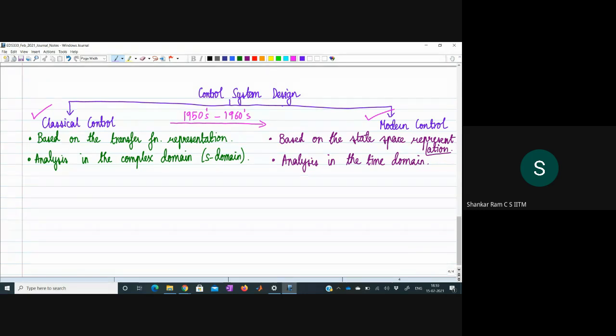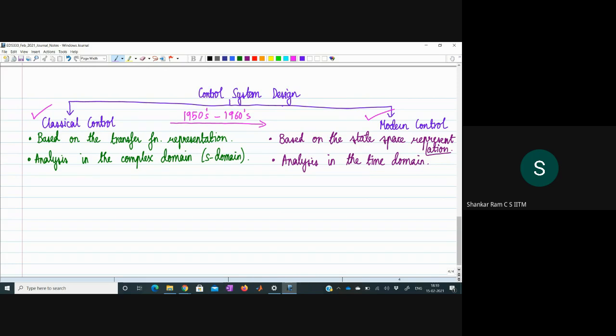And of course, one may get the question, hey, what about automotive systems? Which branch of control, from this perspective, is used in automotive control applications? So the answer would be that it is essentially both. It really depends on the application and the problem under study.